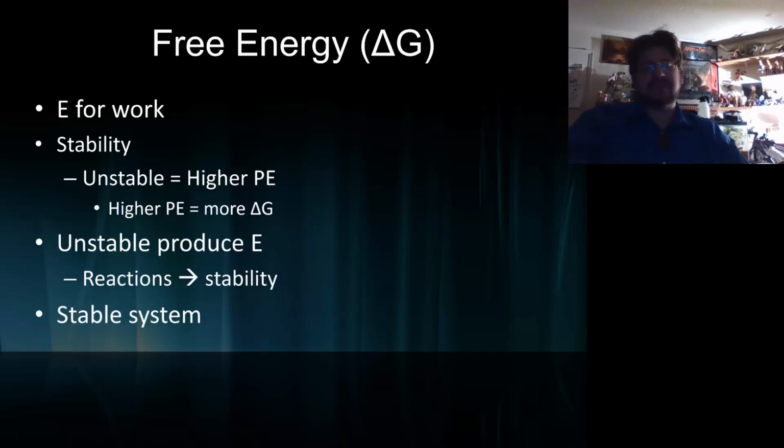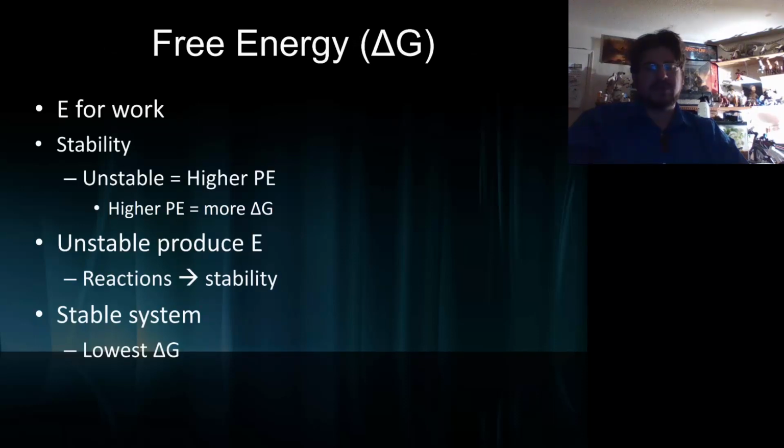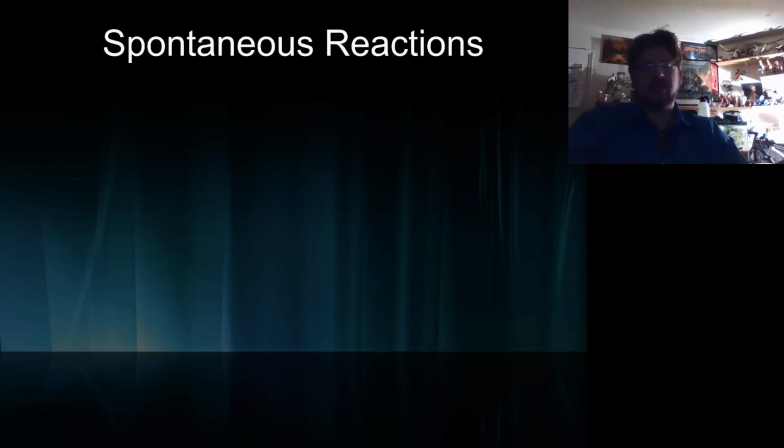So a stable system has the lowest free energy that you can get from breaking it down. A stable system has a very low potential energy, and it costs more energy than it's worth to break it down because you're going to get very little, if any, free energy. If you try and break down a stable system to try and get energy out of it, you're going to be out of luck, really. Anyway, so spontaneous reactions generally involve unstable reactants.